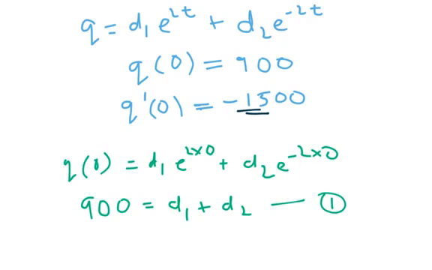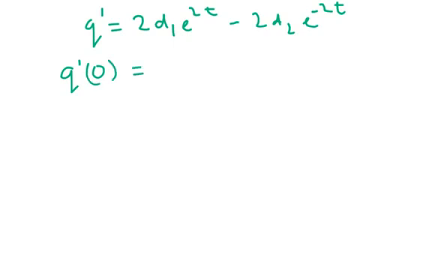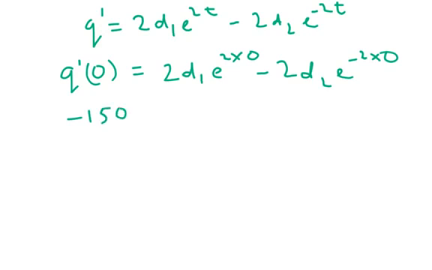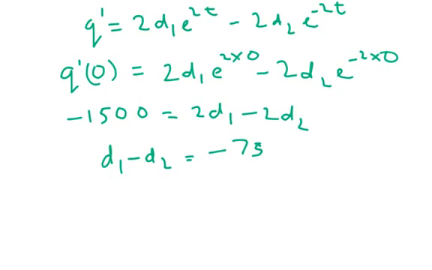And similarly for q dash, the equation will be 2d1 e raised to 2t minus 2d2 e raised to minus 2t. So for q dash of 0, we get 2d1 e raised to 2 into 0 minus 2d2 e raised to minus 2 into 0, which will be minus 1500 is equal to 2d1 minus 2d2. So writing it properly, d1 minus d2 is equal to minus 750.